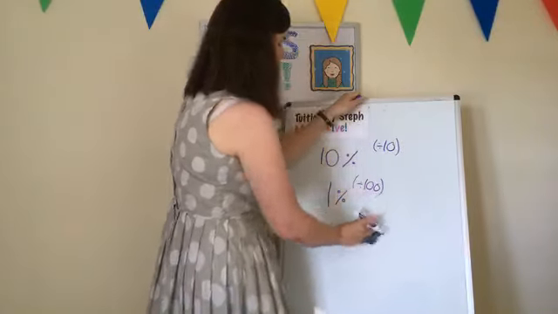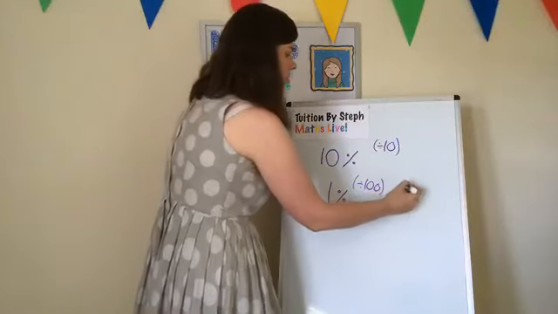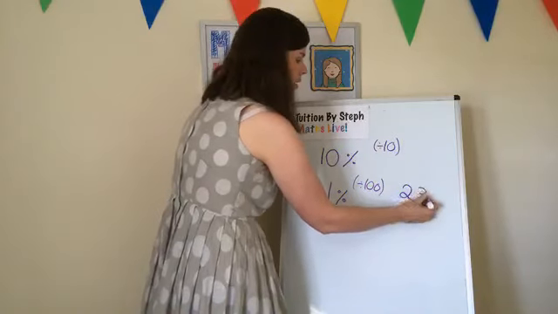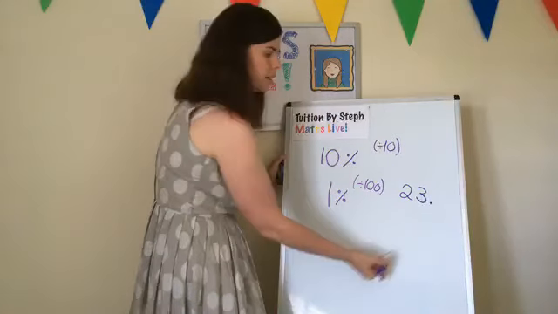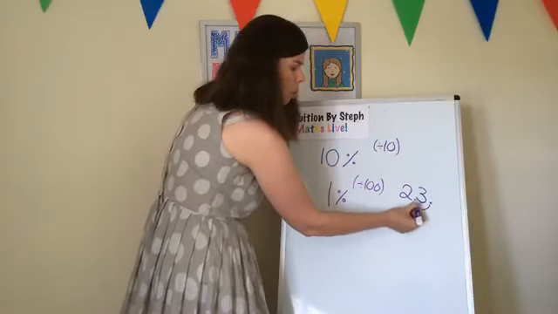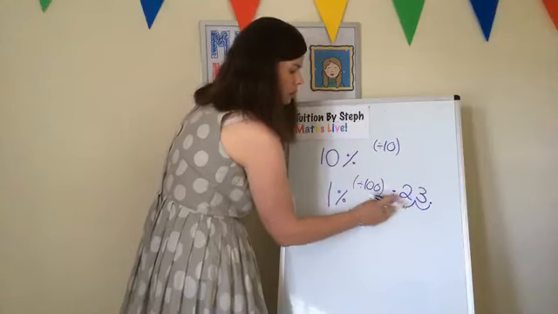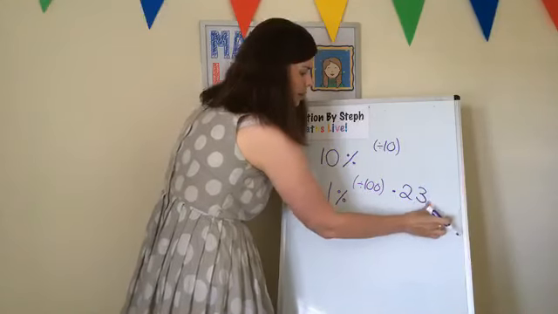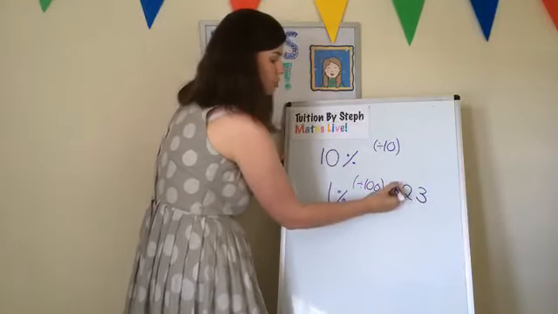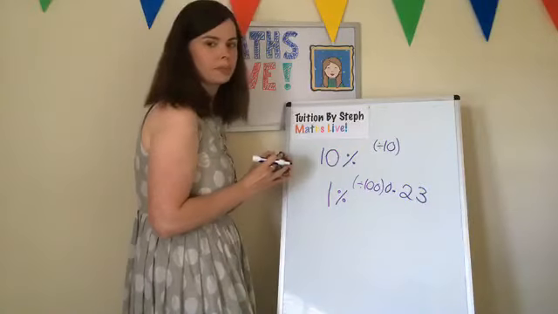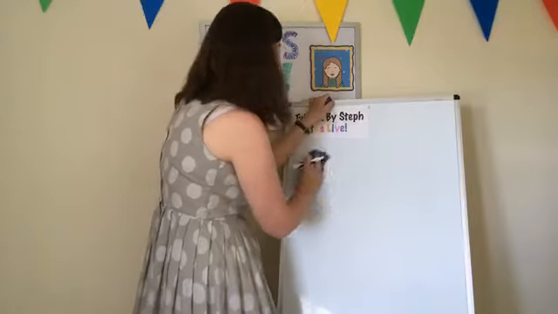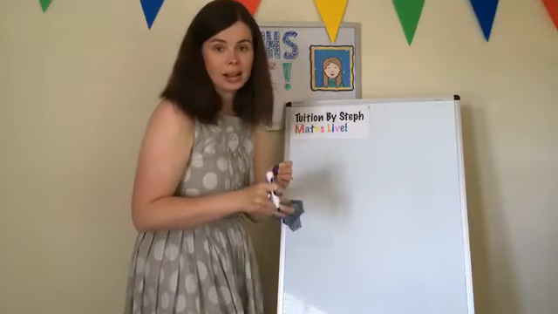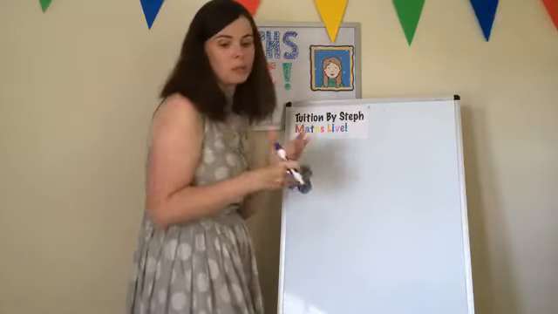Let's try another number. I want 1% of 23. Think, what do I do now? There's my hidden decimal point, so I jump it twice: 1, 2. So my decimal point is now there, and that's 0.23. I'm going to use this every time, so you'll see me practicing it with lots.